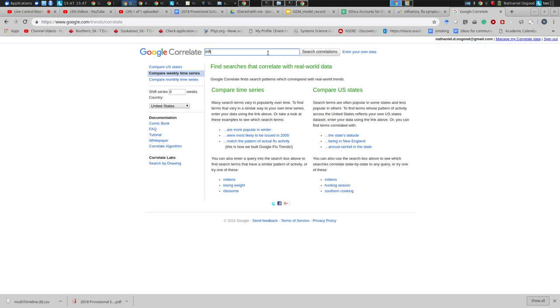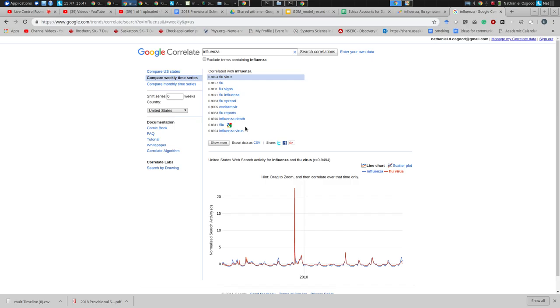We can also search, for example, for influenza here and find other search terms that correlate very strongly with it. Now, you'll notice here that there's normalized, once again, search activity. And what it's saying is that there's approximately a 95% correlation between people's searches for flu virus and their searches for influenza. Or searches for flu and influenza, flu signs, flu spread, and oseltamivir, which I guess is the Tamiflu prophylaxis. Those are somewhere upwards of 90% correlation.